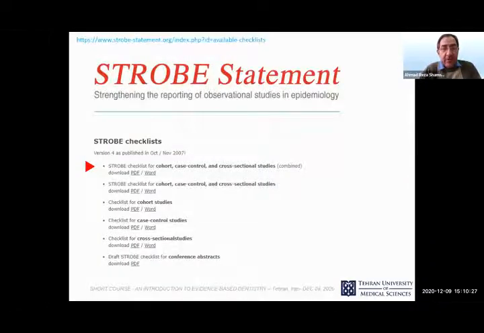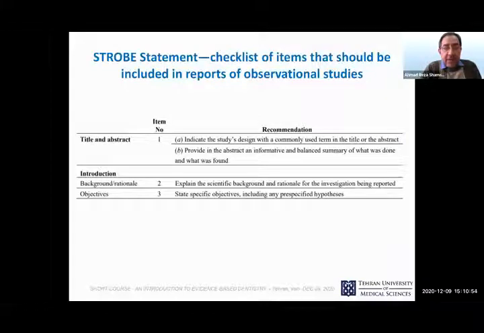Here I want to just show you the STROBE statement because my next presentation is related to analytical and observational studies. Here they provide a combined checklist for cohort, case control and cross-sectional studies. As you see here, they start from the title and they have two items for title and abstract. The first one, 1A, indicates the study design with a commonly used term in the title or the abstract. Here they emphasize that the readers should get the study design from title or abstract.